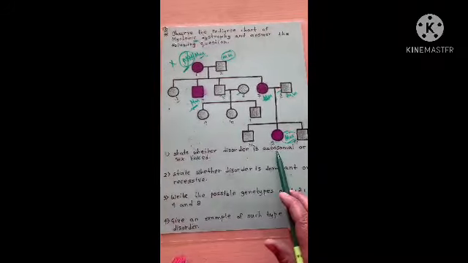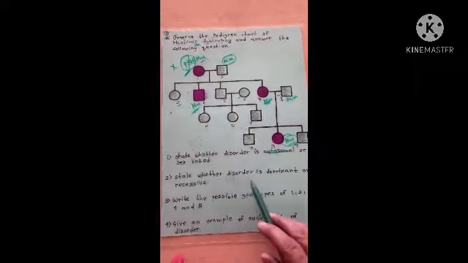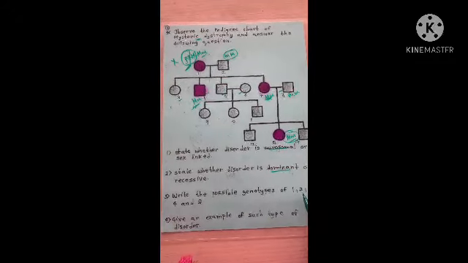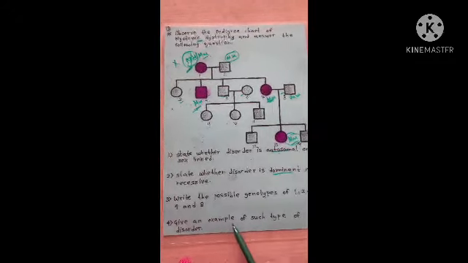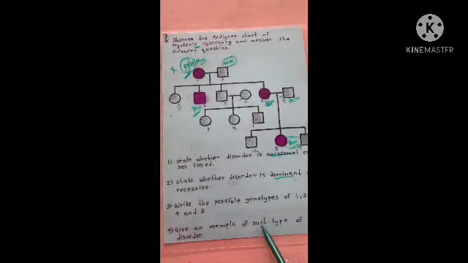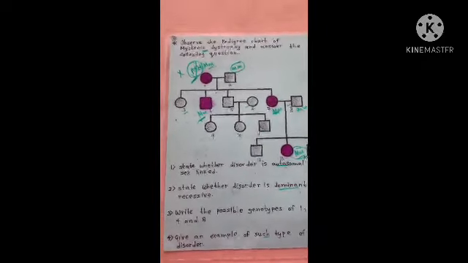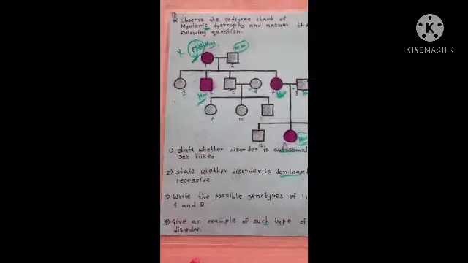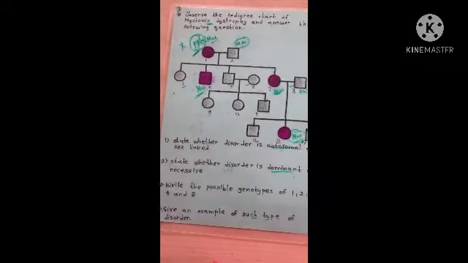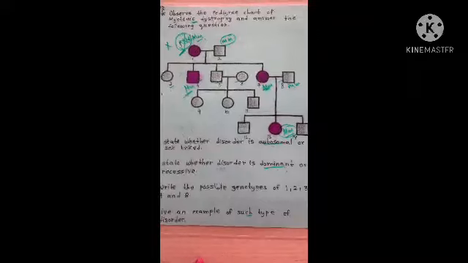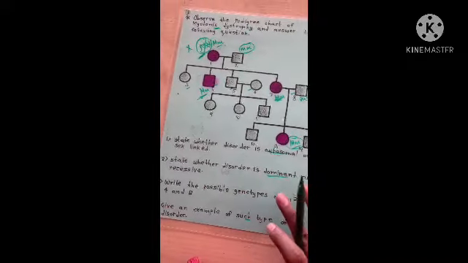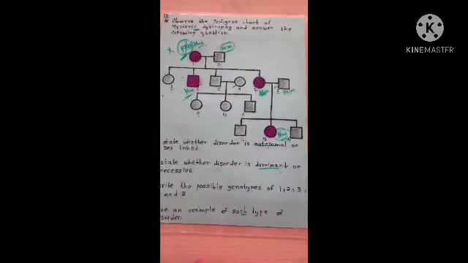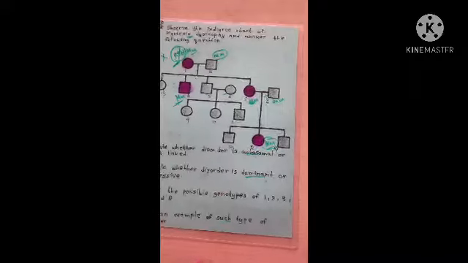State whether the disorder is autosomal. This we know is autosomal. State whether the disorder is dominant or recessive. We know that it is a dominant disorder. Write the possible genotypes of 1, 2, 3, 4 and 8 that I have written. Give an example of such a type of disorder. Instead of this you can give the example of widow's peak, which is a trait, not a disorder. Widow's peak is a dominant trait, and the rolling of the tongue is also a dominant trait. The other two examples you can give along with myotonic dystrophy, which is a point mutation, autosomal, and a dominant disorder.